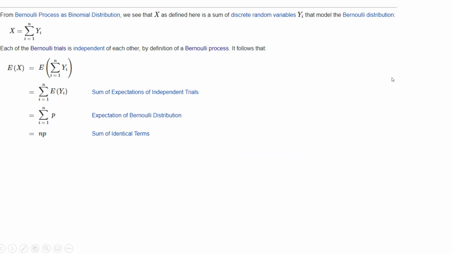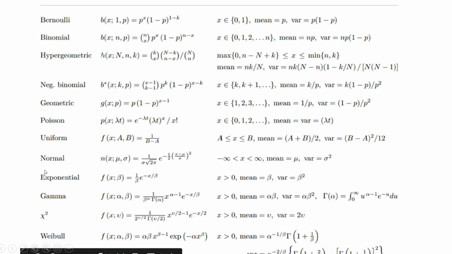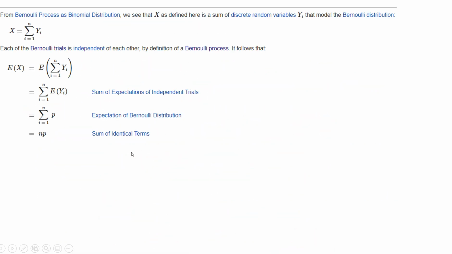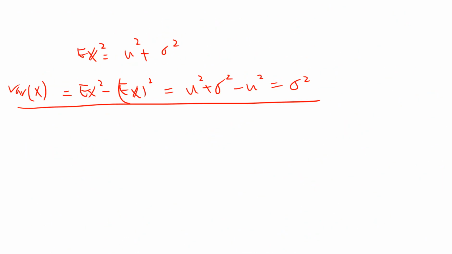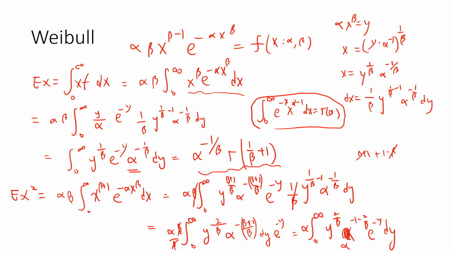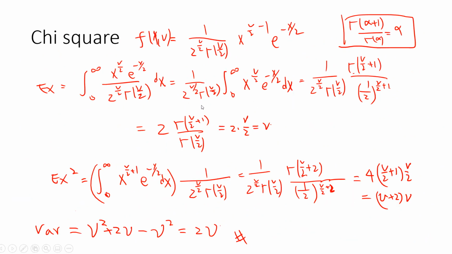So basically all the continuous variables, except for uniform and normal, like exponential, gamma, chi-square, and Weibull, use the technique of the gamma function. So the gamma function is very important in probability distributions. If you don't know that, you should go to my video and check.